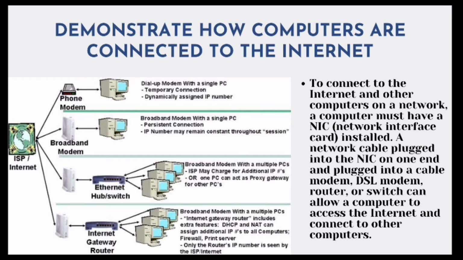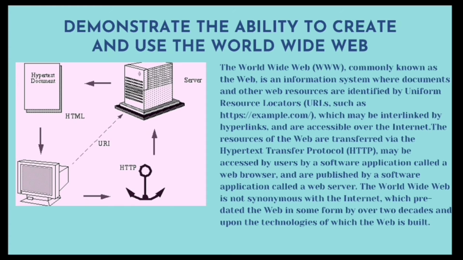Demonstrate how computers are connected to the internet. To connect to the internet and other computers on a network, a computer must have a NIC, network interface card, installed, and a network cable plugged into the NIC on one end and plugged into a cable modem, DSL modem, router, or switch can allow a computer to access the internet and connect to the other computers.